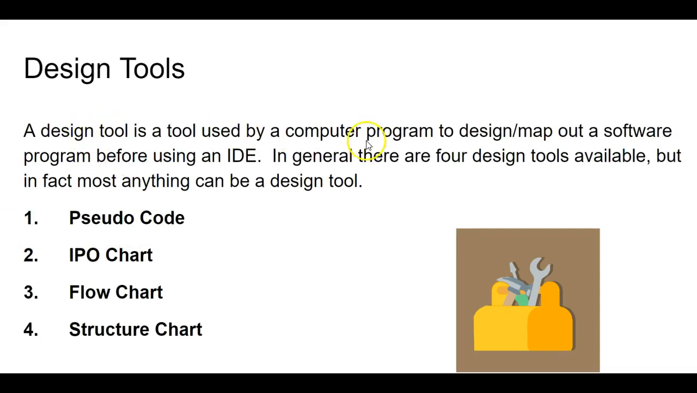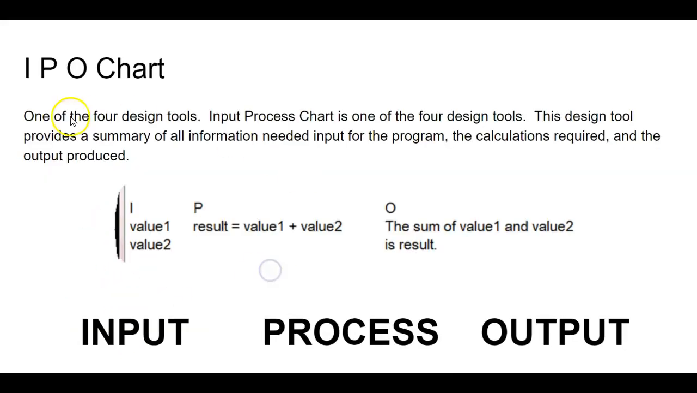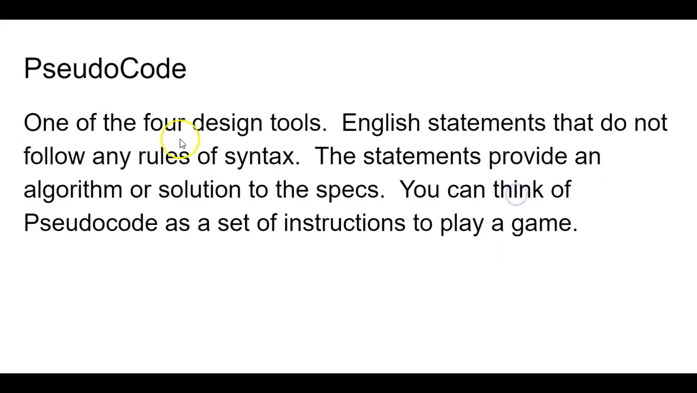Again, design tools are tools used by a programmer to map out or design software. There's 4 of them: PseudoCode, IPO Chart, Flowchart, and Structure Chart. IPO Chart is nothing more than the letters I for input, P for process, and O for output. I list my input variables, I talk about my equations, and then my output.